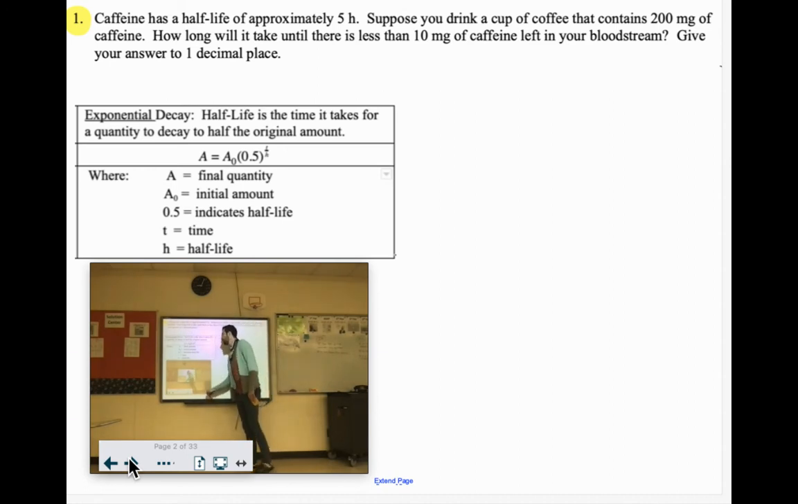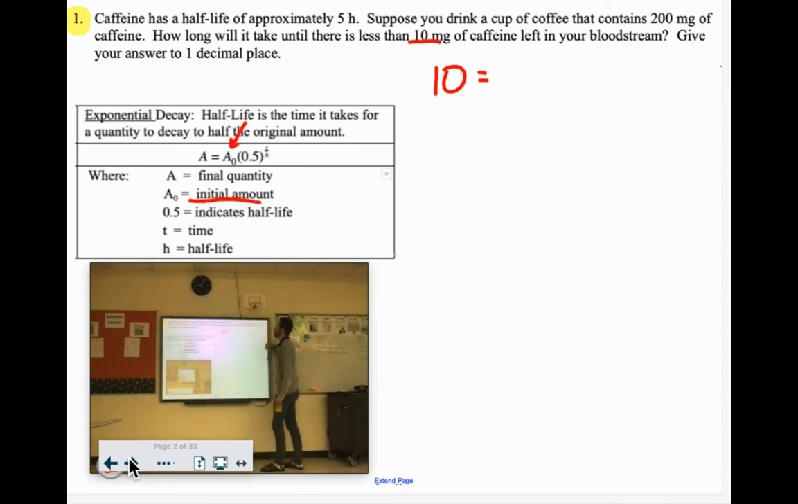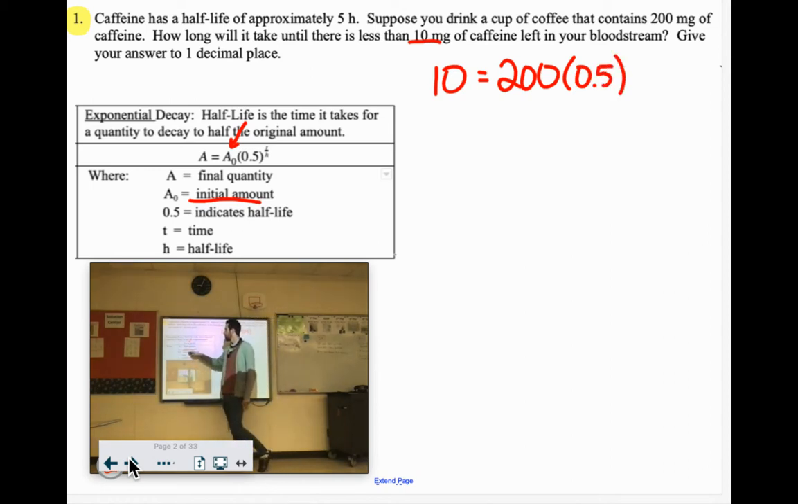So here is the exponential decay formula over here. You'll see that A here is the final quantity. So they're saying our final quantity is 10 milligrams. Well, they're saying less than 10 milligrams, but then we have this A sub 0. That's our initial amount. Our initial amount of caffeine was 200 milligrams. Then we have 0.5 because it's talking about half-life. So that would be like 50%. And the exponent is t over h, so time over half-life. We don't know the time yet. That's what we're trying to figure out. But the half-life is 5 hours.